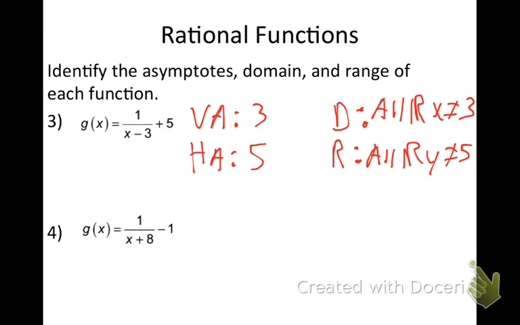Let's look at number 4. What is my vertical asymptote for number 4, Garrett? And my horizontal asymptote for number 4 is what, Mark? Still trying to figure out the last one.